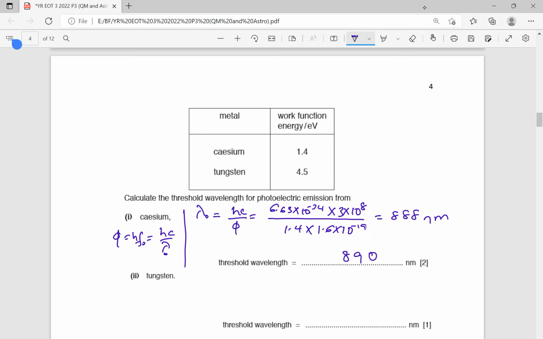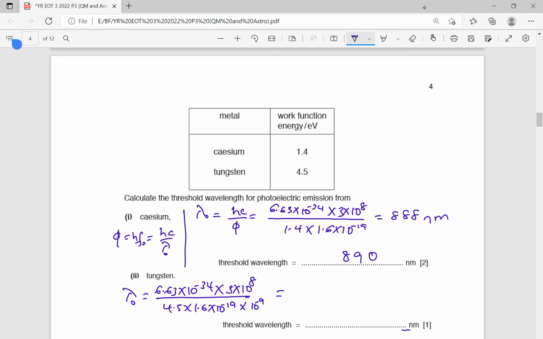Here it is in meters, but when you divide by 10 power negative 9, it will be in nanometers. Then for tungsten, I'll still just use this expression. The threshold wavelength is going to be 6.63 times 10 power negative 34, then times 3 times 10 power 8, divided by the work function, which is 4.5 times 1.6 times 10 power negative 19. Of course, I'm also going to divide by 10 power negative 9 so that people will see that my answer will directly become nano rather than just meters.